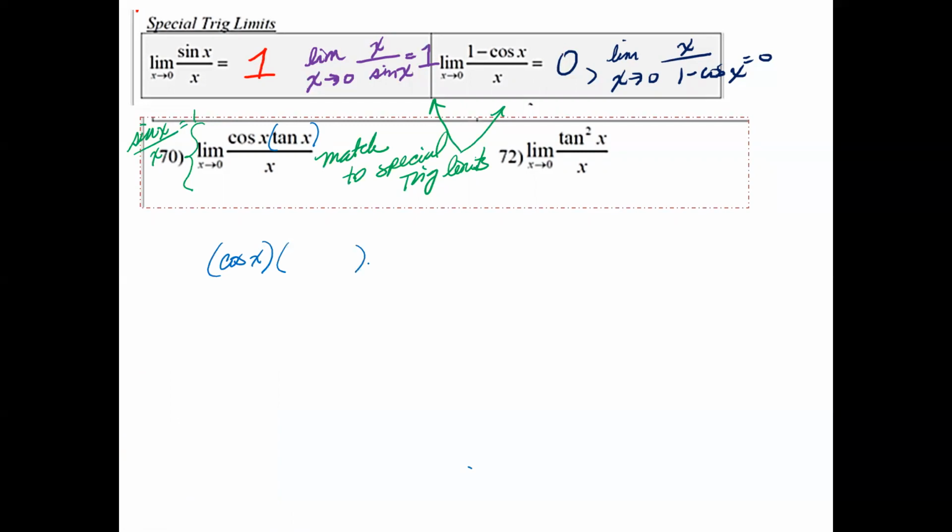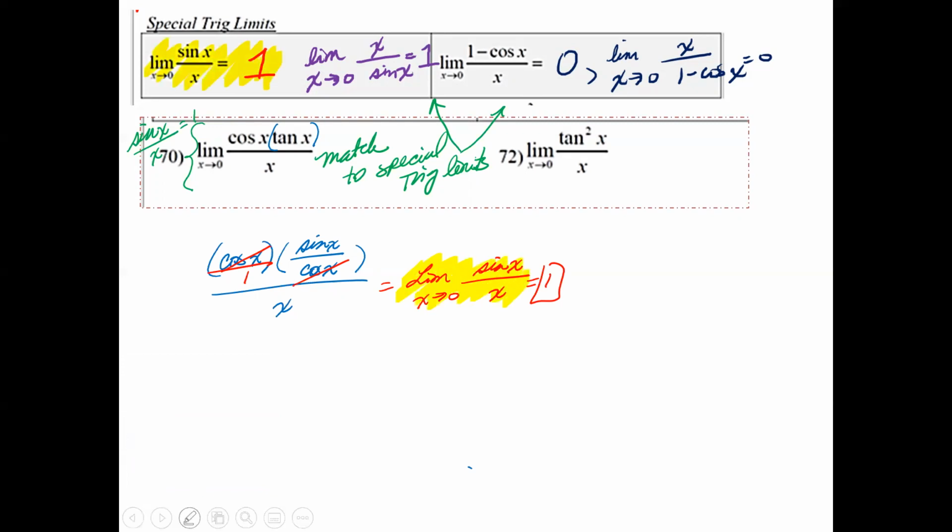Now I know that in trigonometry, another way of writing tangent x is just sine x over cosine x. And then if I look at this a little bit closer, I know that my first cosine x has a 1 underneath it, and the numerator and denominator cancel, and voila, I have my sine x over x. That one was pretty simple. So then what am I going to do? My answer is just going to be 1 because I'm going to apply the special trig limit to this example.